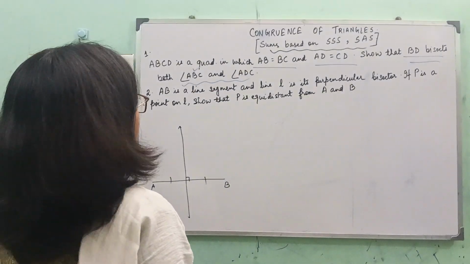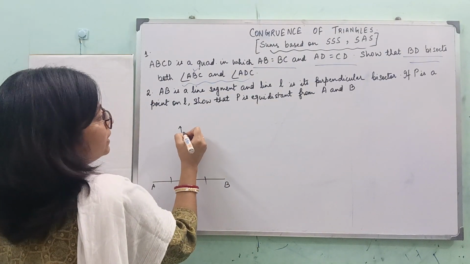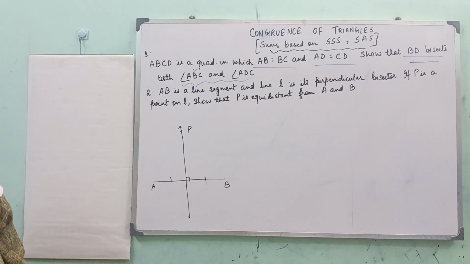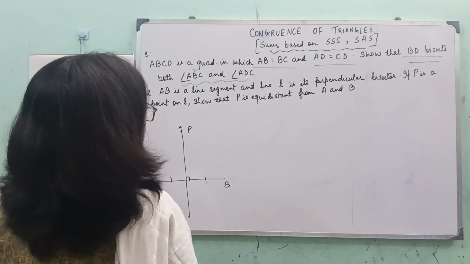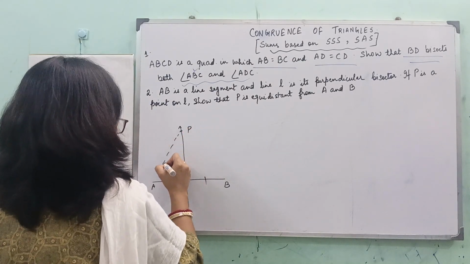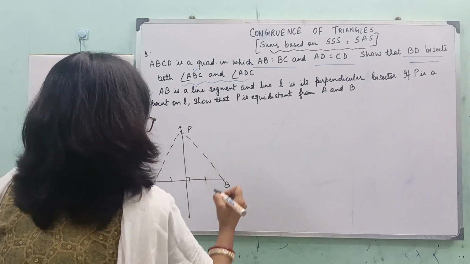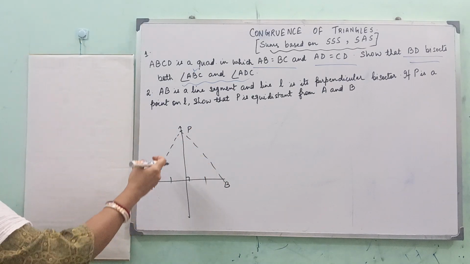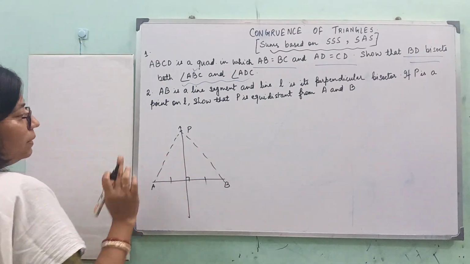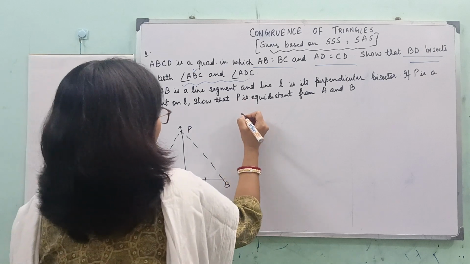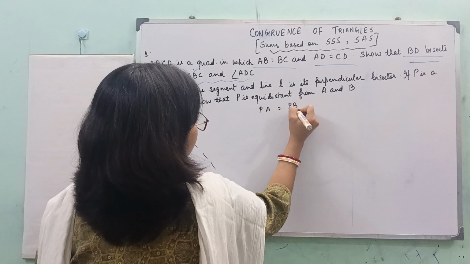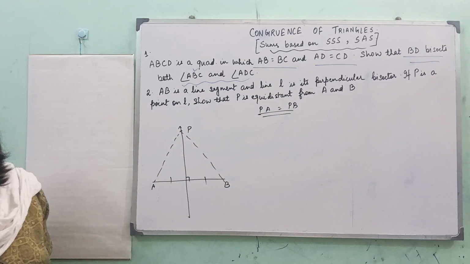Now P is a point on L. So let us consider P is a point here on L. We have to show that P is equidistant from A and B. So let us join this. P is a point, and you have to show that P is equidistant. That means PA is equal to PB. This is what you have to prove. This is what we are asked to prove here in this sum.